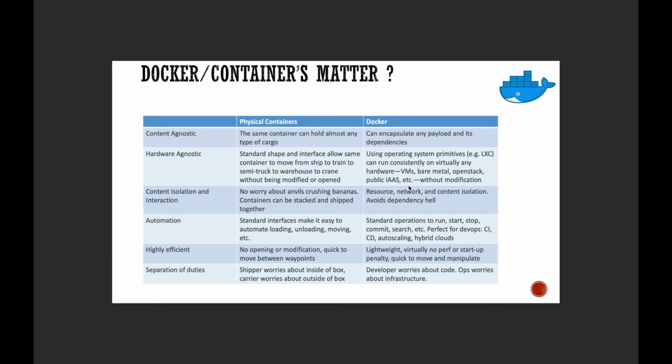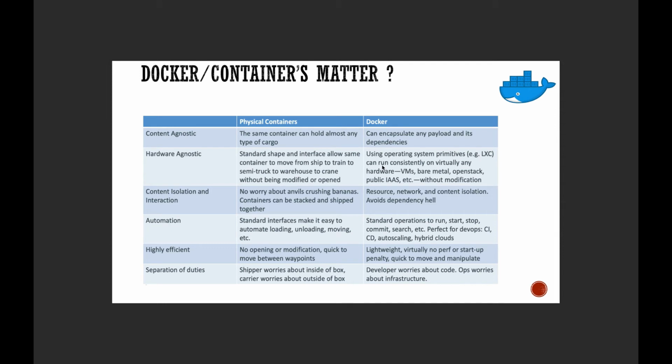So this slide is about the comparison between the physical shipping containers and our Docker. Content agnostic: the same container can hold almost any type of cargo. Similarly, Docker can encapsulate any payload and its dependencies. It is hardware agnostic, with a standard shape. All the shipping containers have a standard shape and interface, which allow the same containers to move from ship to train to semi trucks or to warehouse to crane without being modified or opened, because it's sealed and more secure. And it has a smooth transition.